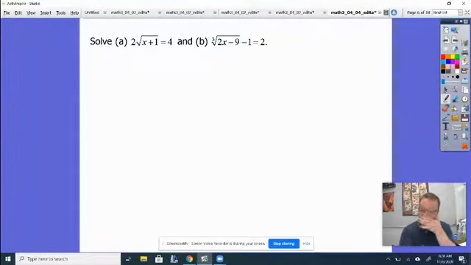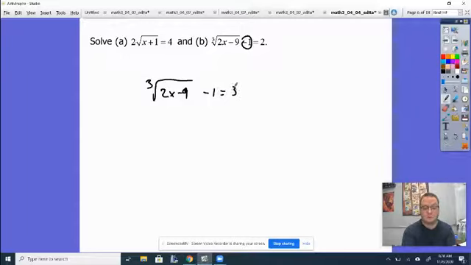Okay, looking at the second one, same process. I want to get that radical by itself. I need to be careful here because this minus 1 is not under the radical. So I do need to move that over first. So I'm going to add 1 to both sides. Cube root 2x minus 9 equals 3.